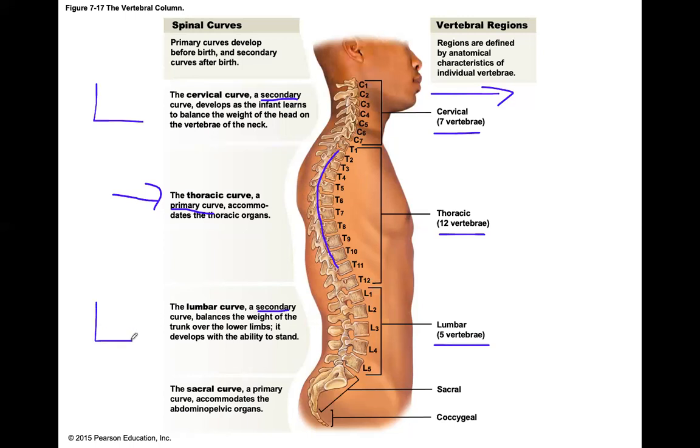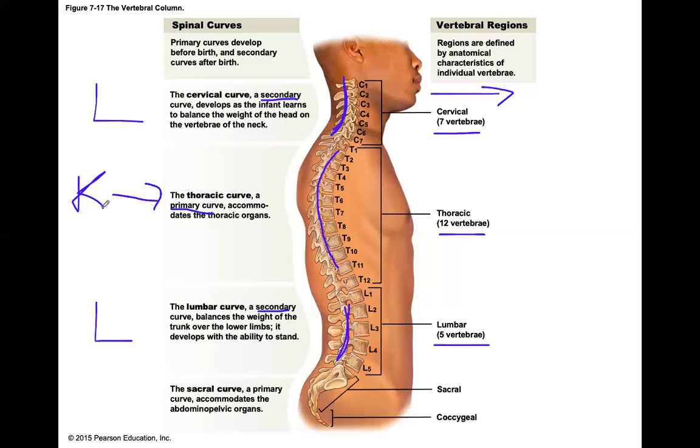And this lordotic curvature happens when a baby is crawling and their head looks up. We start to form this cervical curve, the cervical lordosis. As a baby is crawling, their belly hangs down, and that helps create the lumbar lordosis. The thoracic curvature is called a kyphosis with a K, a kyphosis.